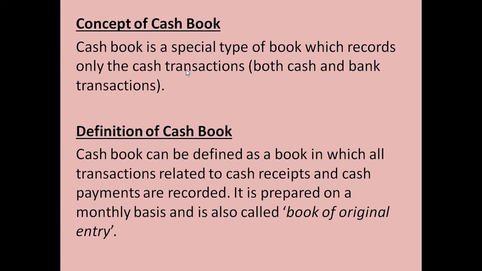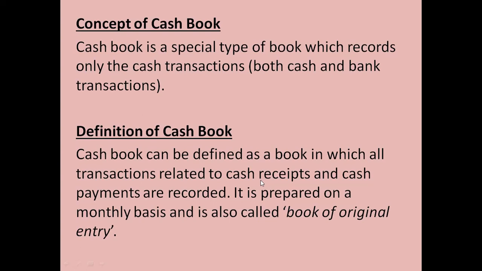If anyone asks you the definition of cash book, you can define the cash book as a book in which all the transactions related to cash receipts and cash payments are recorded. Understand this term, cash receipts and cash payments. By cash receipts, we mean the inflow of cash, and cash payments are known as the outflow of cash, where the cash is going out. The cash receipts are the inflow, which means the cash is coming in.